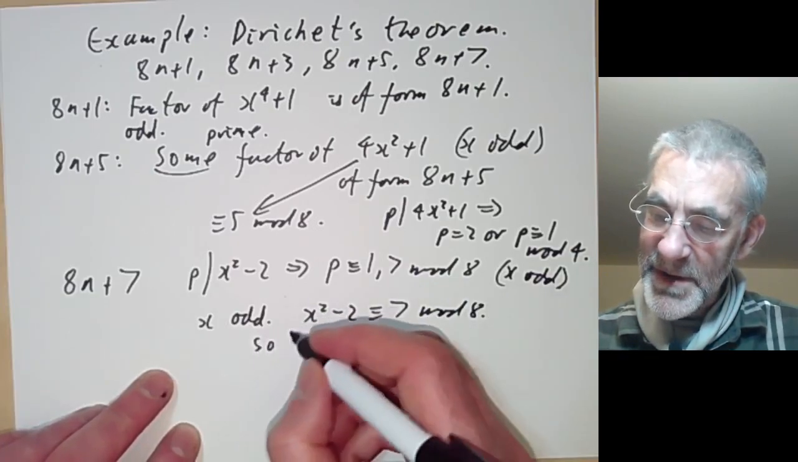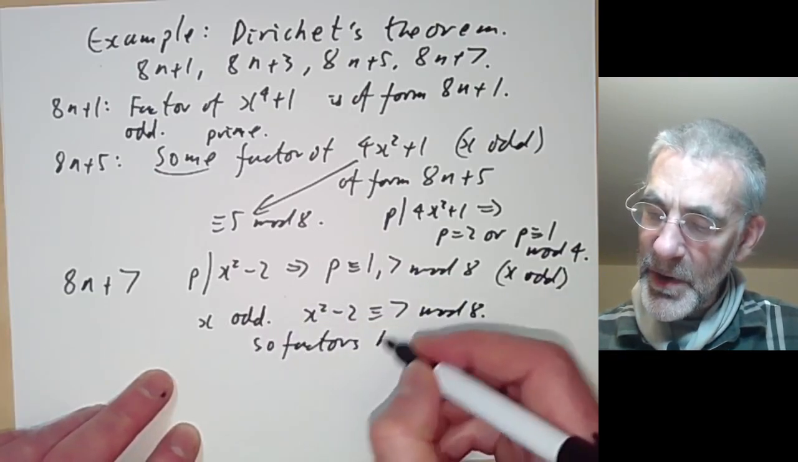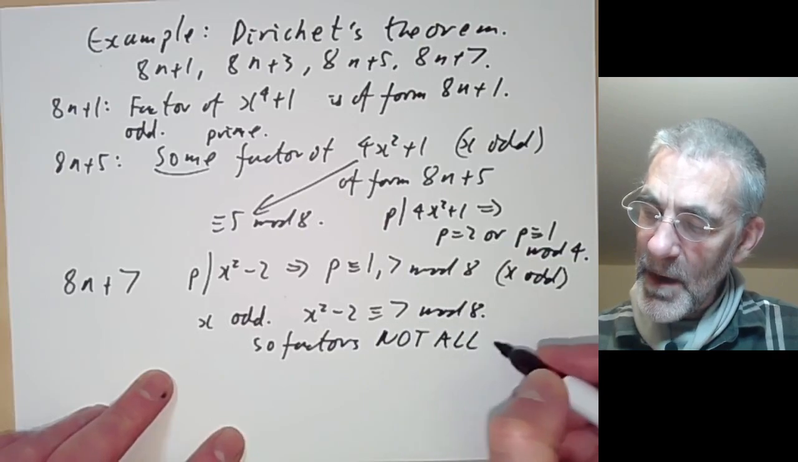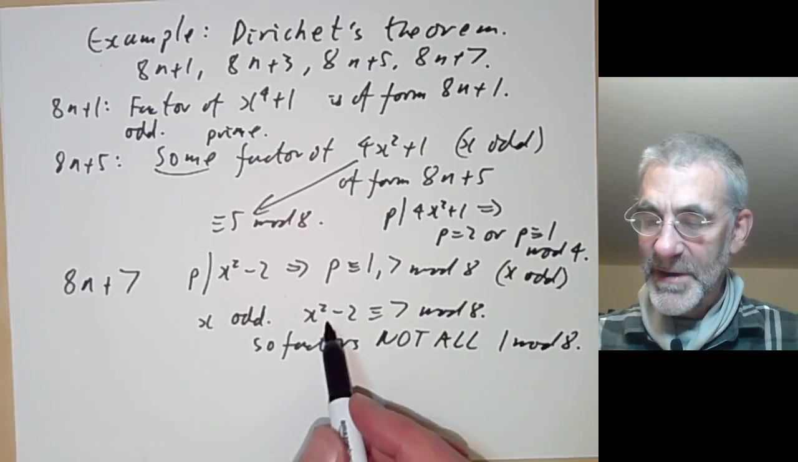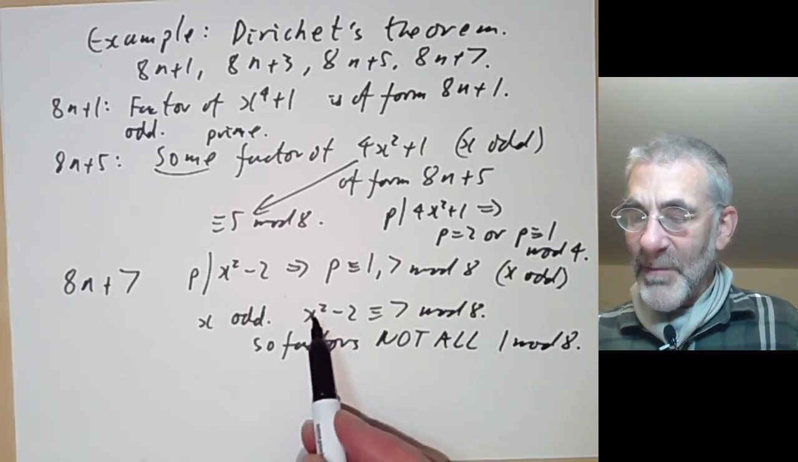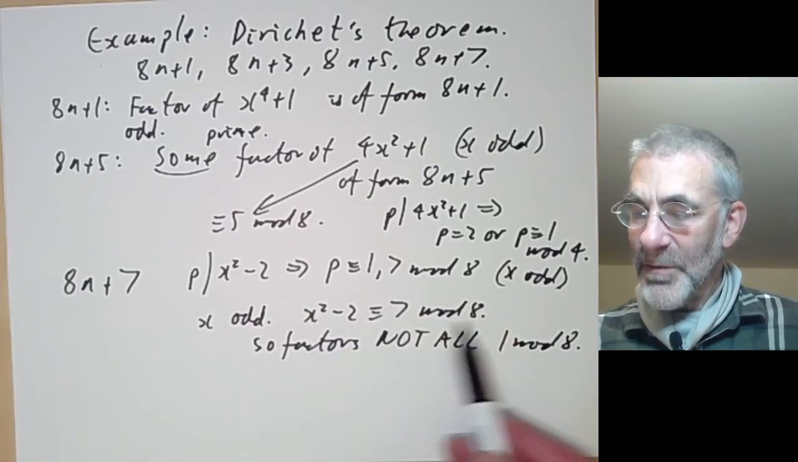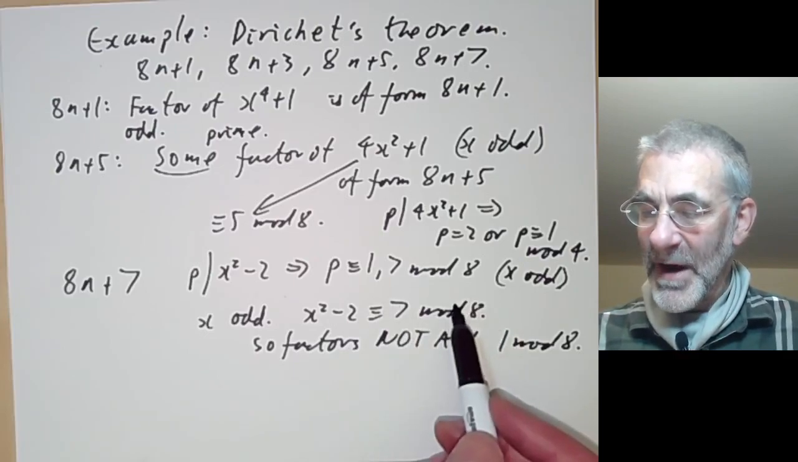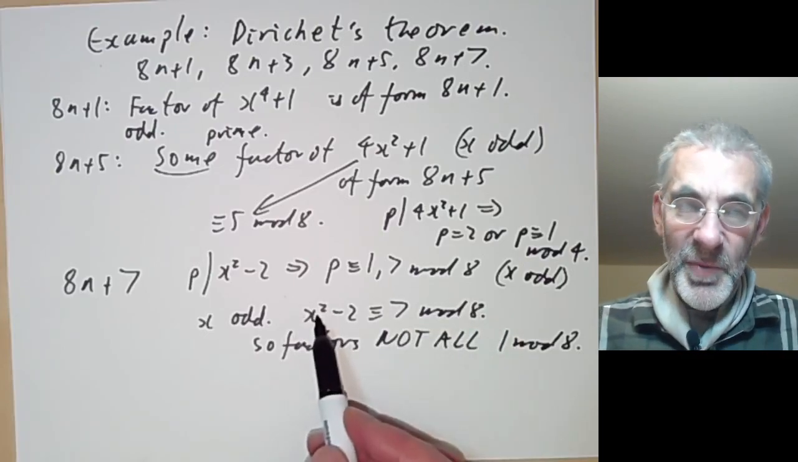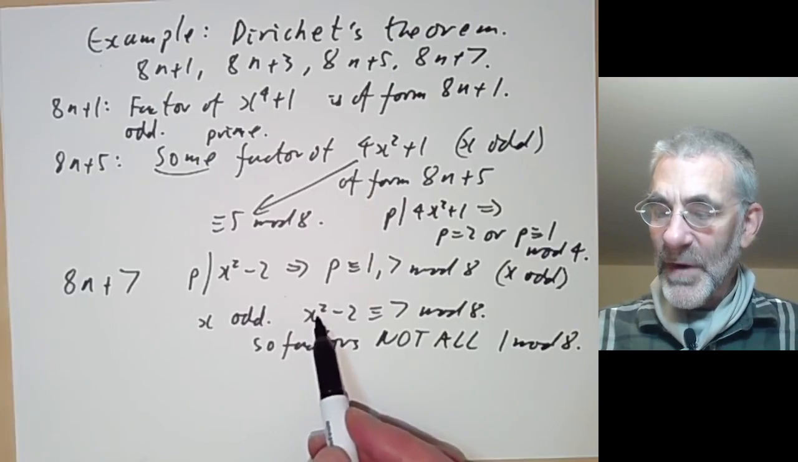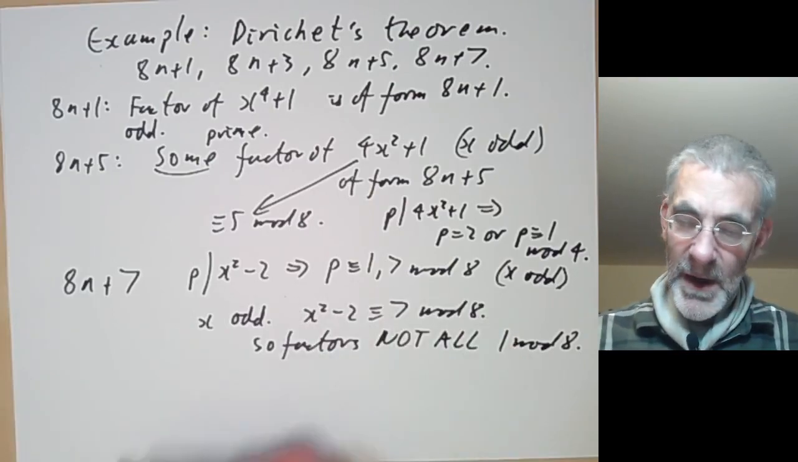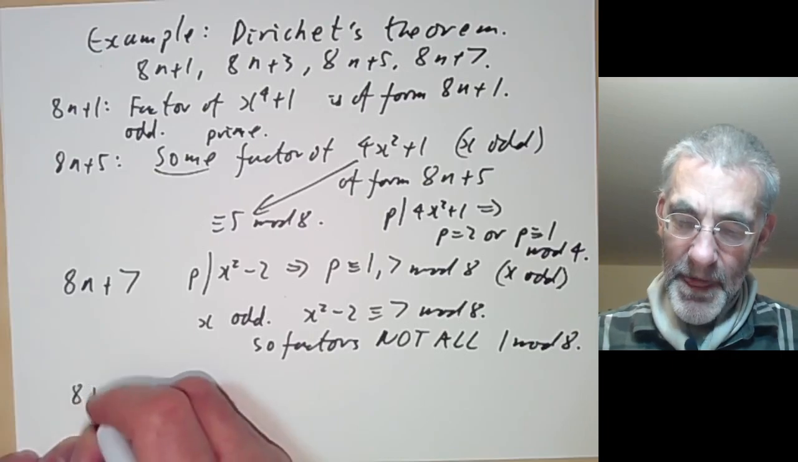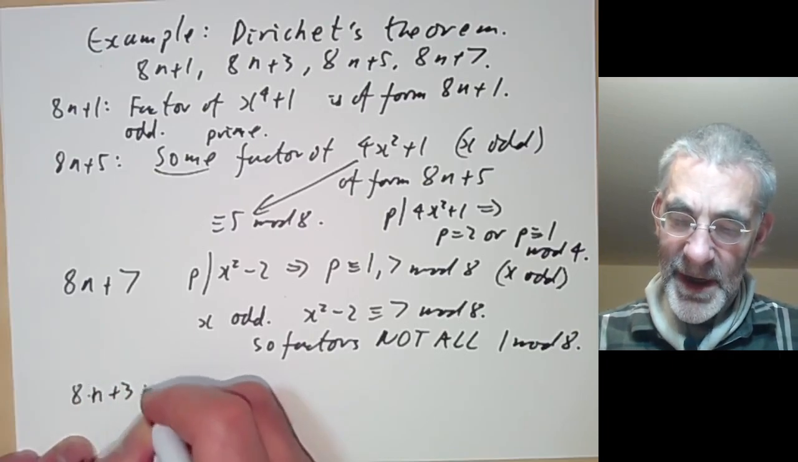So the factors are not all 1 mod 8, because if they were, then their product would be 1 mod 8. So x squared minus 2 must have at least one prime factor of the form 7 mod 8. And by choosing x to be the product of all the prime factors we've already thought of that are 7 mod 8, we can find a new one. 8n plus 3 is kind of similar.